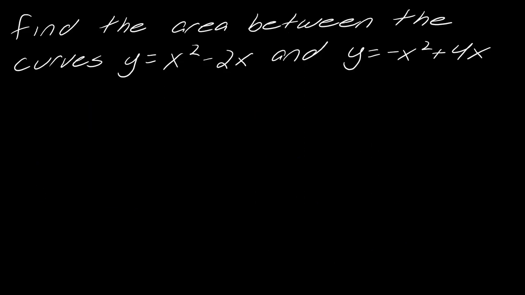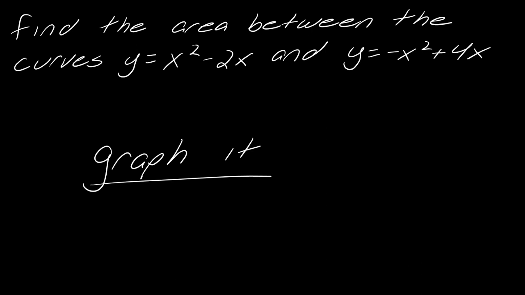Okay, so we want to find the area between the curves y equals x squared minus 2x and y equals negative x squared plus 4x. So the first thing that I'm going to tell you is to graph it.